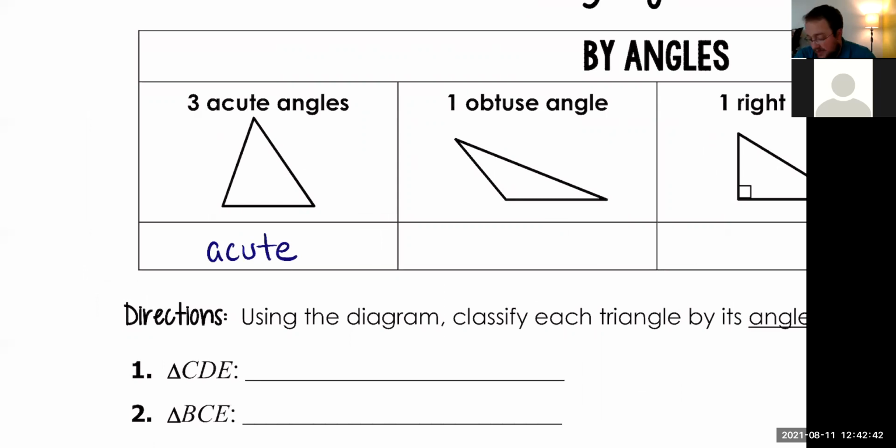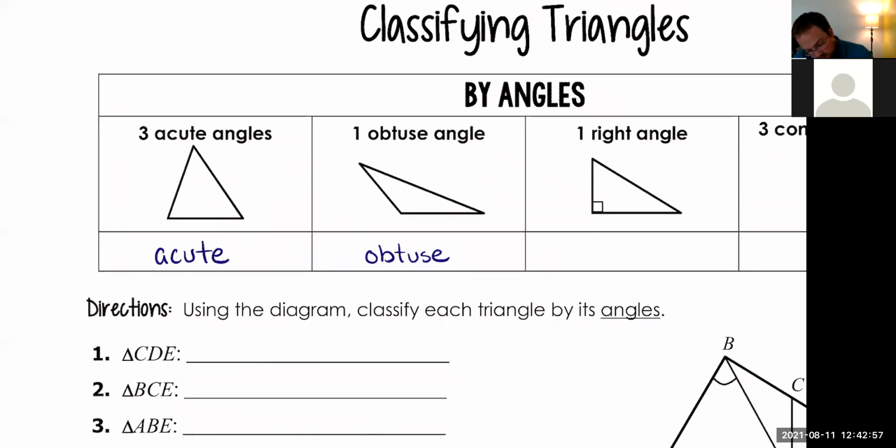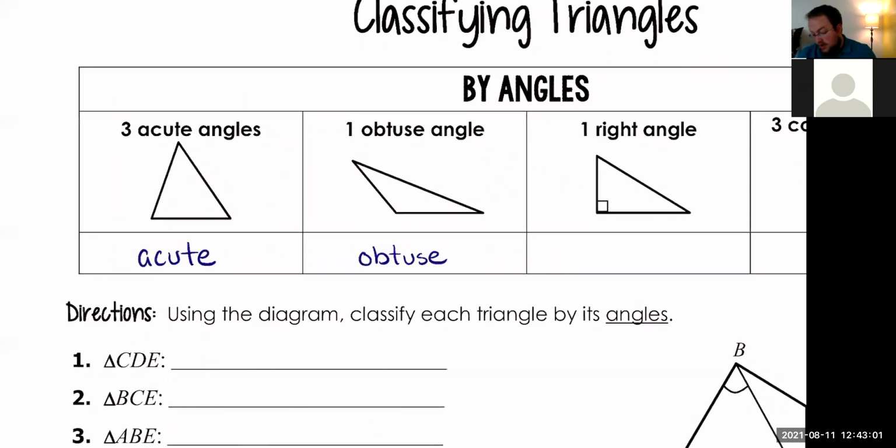When you have a triangle that has 1 obtuse angle, meaning greater than 90 degrees, we refer to that as an obtuse triangle. A triangle with an angle that is exactly 90 degrees, in other words, a right angle, is called a right triangle.